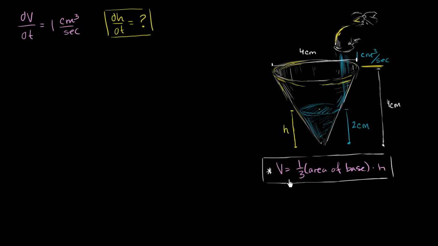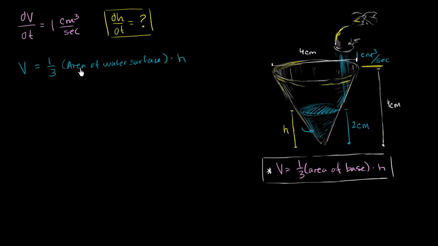So given this, can we figure out an expression that relates volume to the height of the cone? Well, we could say that the volume, and I'll do it in this blue color. The volume of water is what we really care about. The volume of water is going to be equal to 1/3 times the area of the water surface, times our height of the water, so times h.